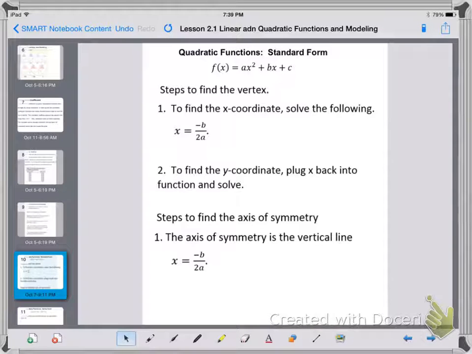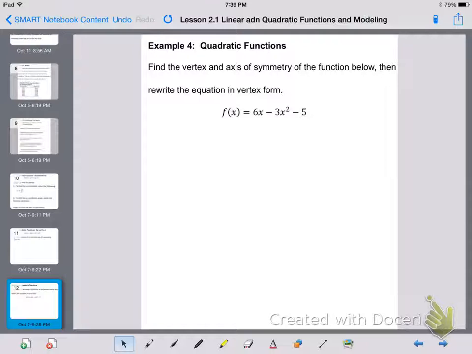Alright, now, if we have something written in standard form, usually you're going to be asked to find the vertex. So here are the steps to find the vertex of a quadratic written in standard form. And then here's how to find the axis of symmetry. Alright, so let's use these steps in example number 4 here.